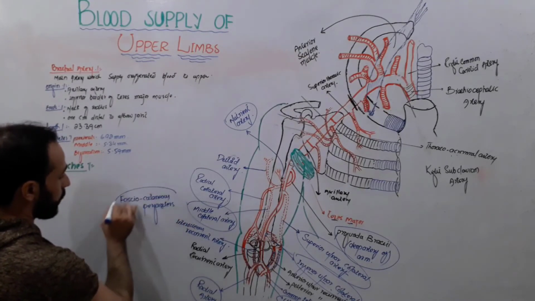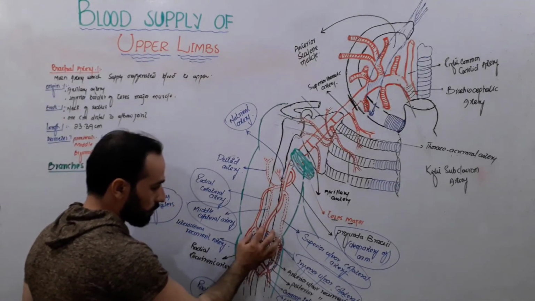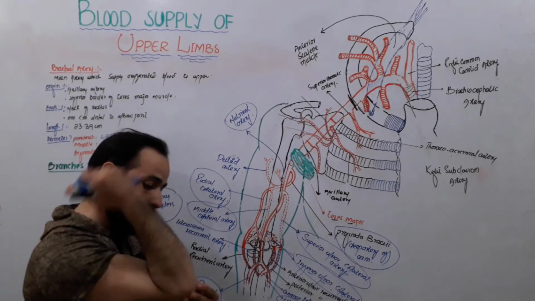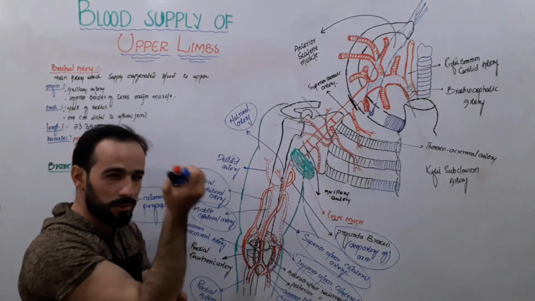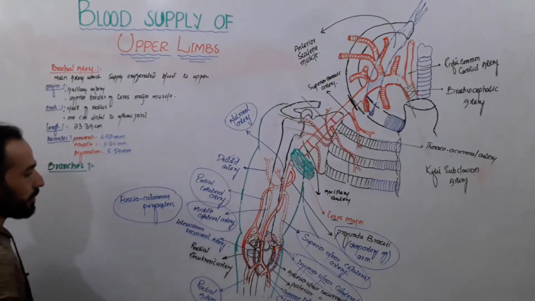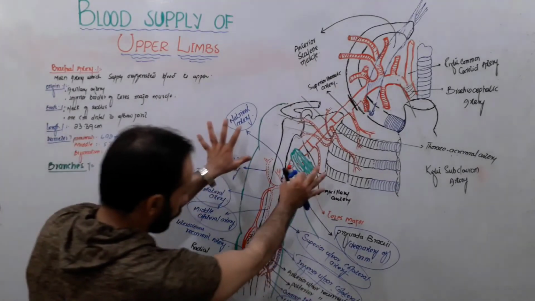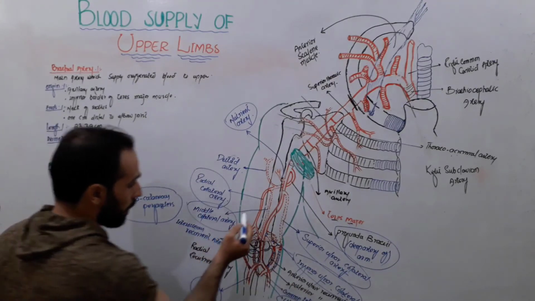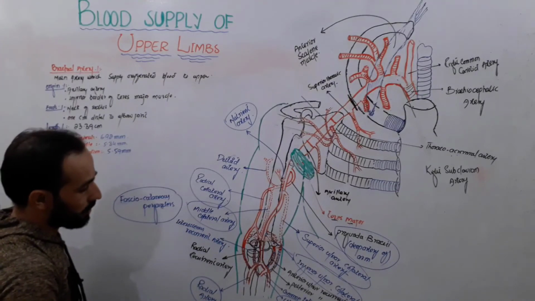We shouldn't forget these small branches which arise from this group of arteries here, and they supply the muscles, the skin and the fascia which are present here. That's why we call them the fasciocutaneous perforators, right? So I haven't mentioned the branches here. I have shown all the branches in this area. So I hope you understand all the branches of this brachial artery.